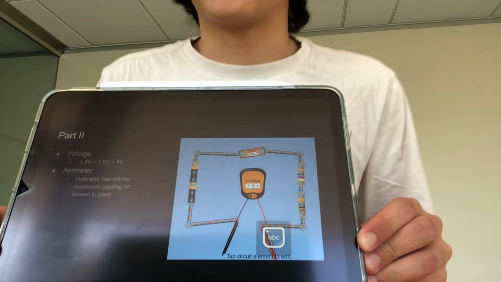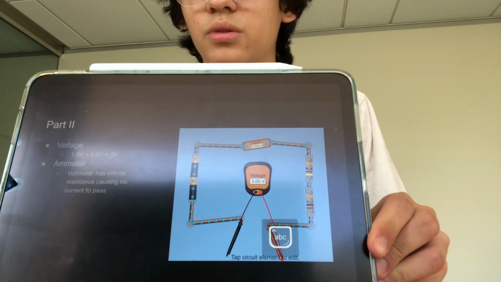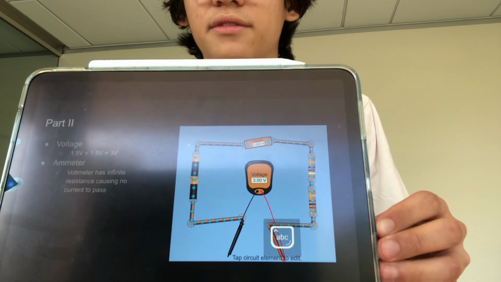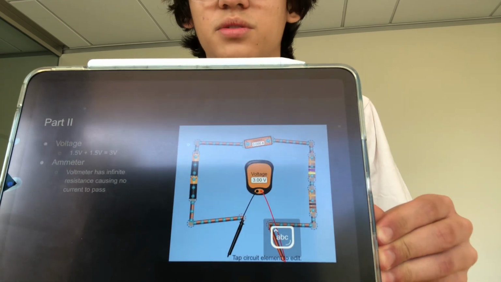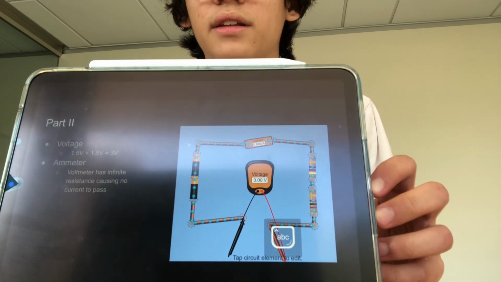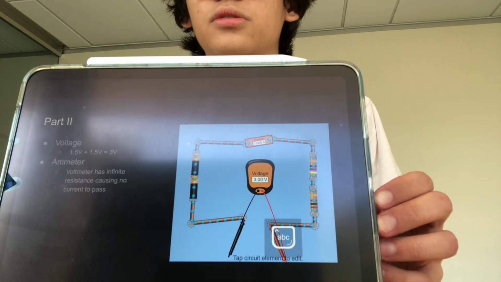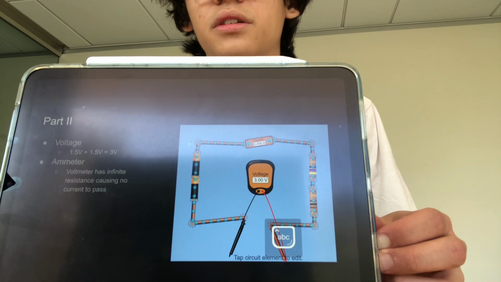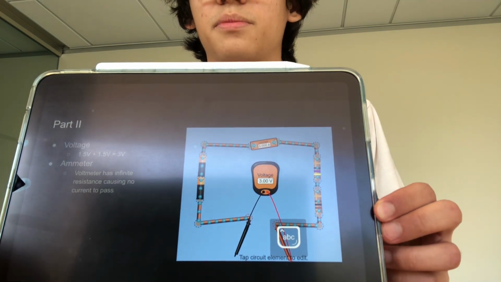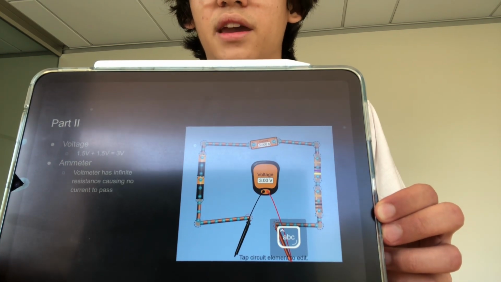In part 2, we used a voltmeter and found that the voltage at the start was 3. This makes sense because it's just the two 1.5 volt batteries, so 1.5 volts plus 1.5 volts equals 3 volts. We then found that the current on the ammeter after the voltmeter was 0 amps, because the voltmeter has infinite resistance, causing no current to pass through it. So there's no current at the ammeter.